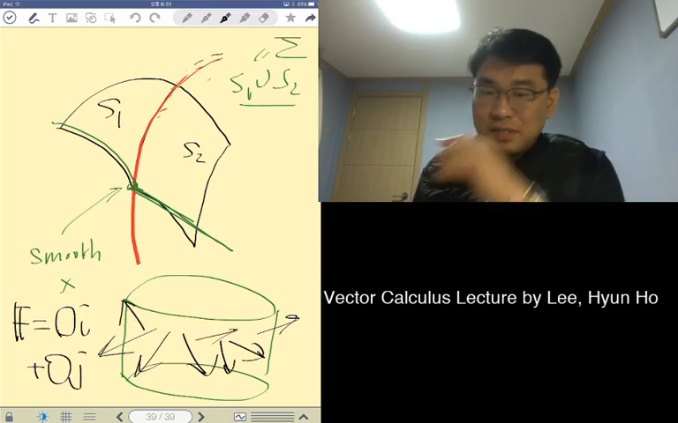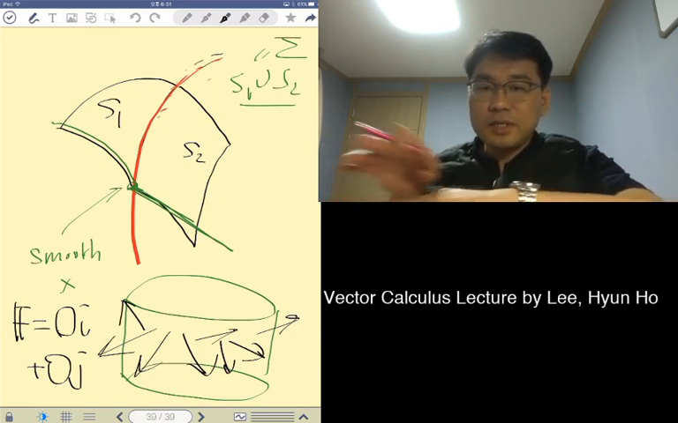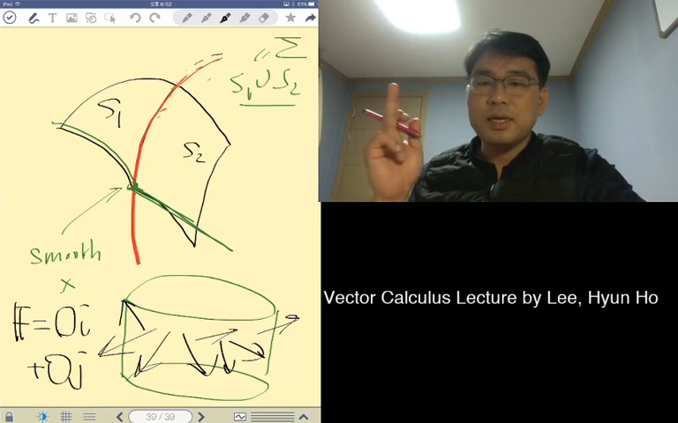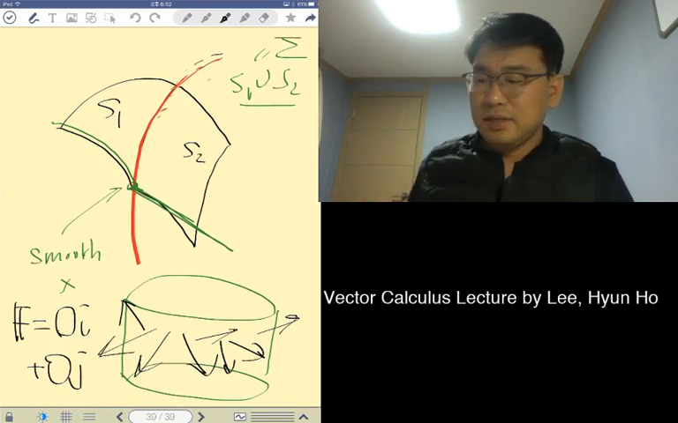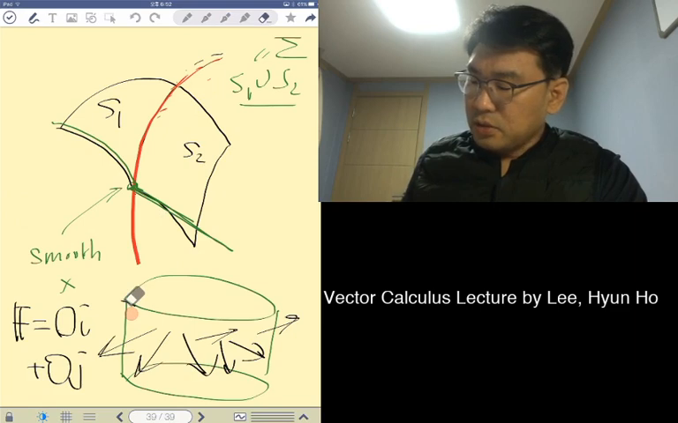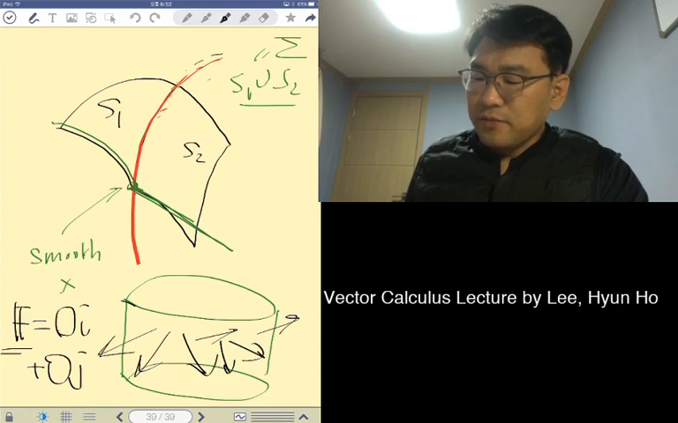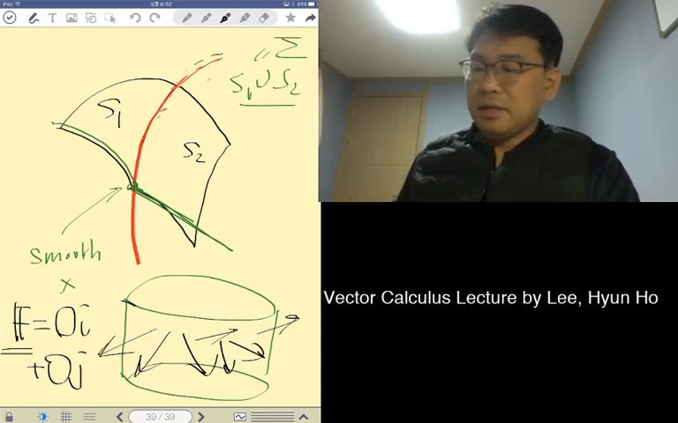Okay, but this is parallel. This is something parallel to the xy plane, but there's no component in the k or z direction, right? So I was wrong in the picture here that there is nothing here, and so this vector field has no contribution to the top.